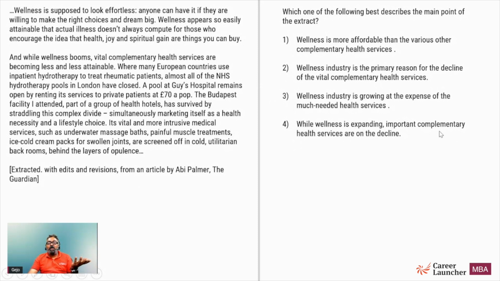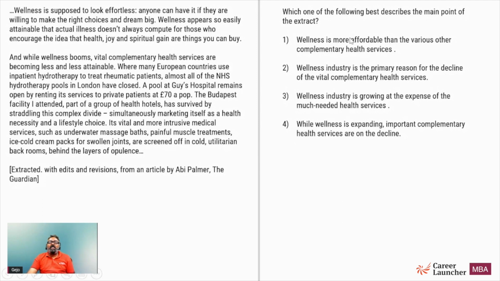While wellness is expanding, important complementary health services are on the decline. This answer choice should say pick me. That will happen if I read this passage critically. Either the option should say pick me, or the option should say ditch me. If the option doesn't talk to us, that is the problem, right?